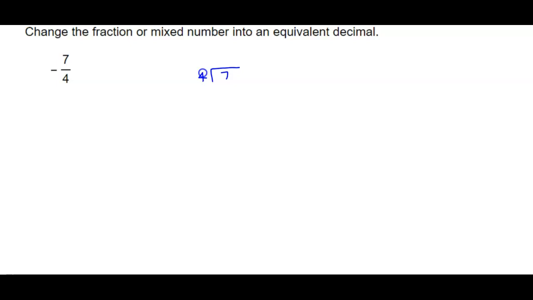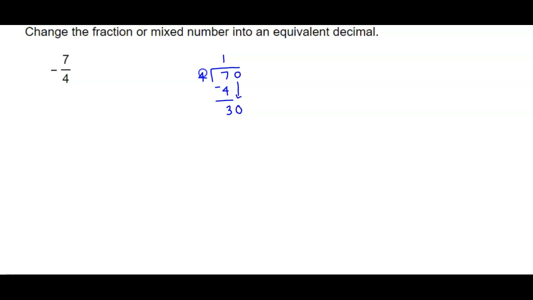So let's figure out how many times does 4 go into 7? Well, the answer is 1. So 1 times 4 is going to give us 4. We're going to write that underneath the 7, and then we're going to subtract. So now 7 minus 4 is going to give us 3. Okay? Now, does 4 go into 3? The answer is no. So therefore, we're going to have to add a 0. And we're going to bring down that 0.